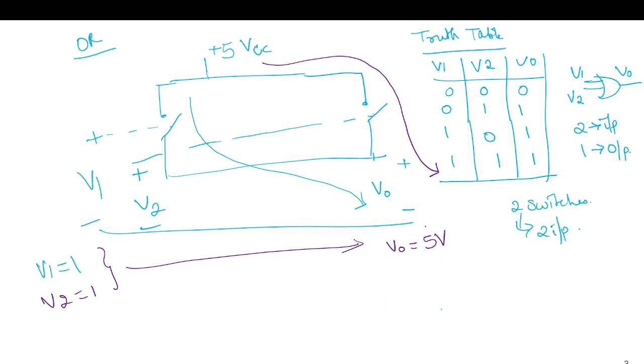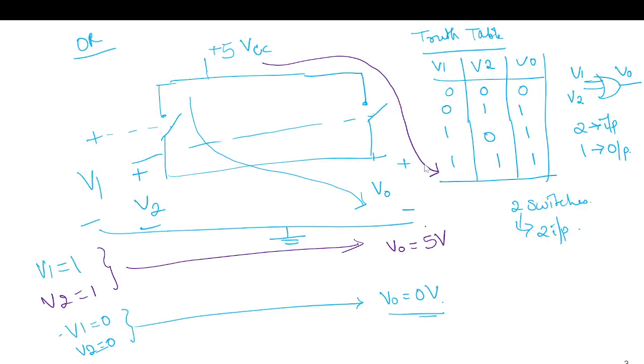And then if V1 is equal to 0 and V2 is equal to 0, then this switch will be open and this switch will be open. So the V0 will be connected to the ground potential. So for this, V0 will be 0. Any doubts still here? We have realized two logic operations, AND and OR, using the switches.